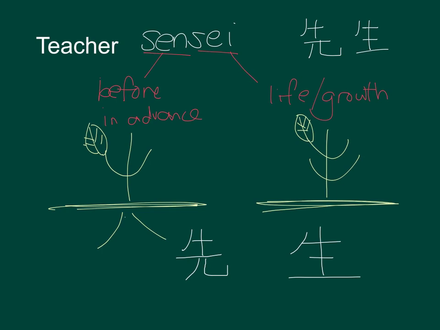So we know how to write teacher. How about students? Let's look at the next slide. Now, student in Japanese is pronounced as gakusei. Repeat. Gakusei. Gakusei. And once again, it's made out of two kanji, gaku and sei.